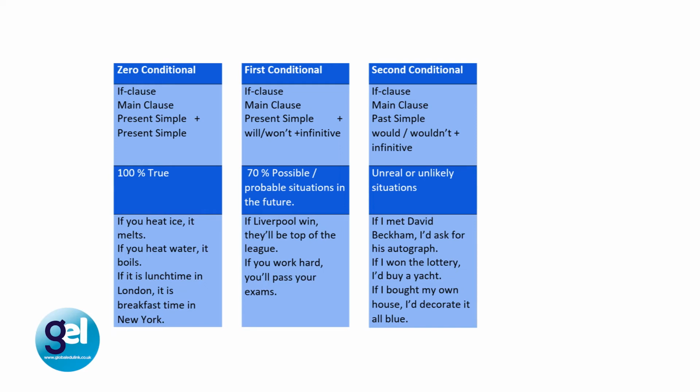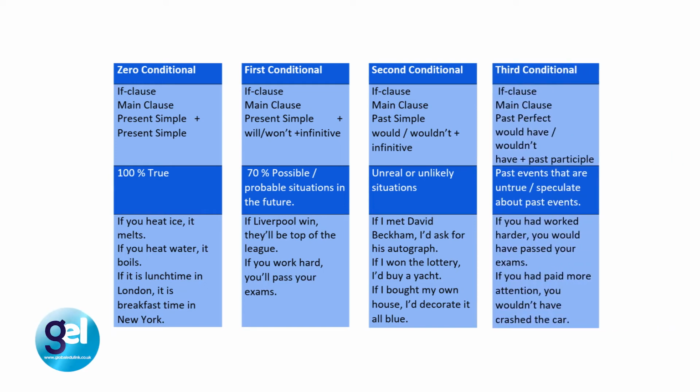And with the third conditional, these are past events that are untrue, and we could use them to speculate about past events. If you had worked harder, you would have passed your exams. If you'd paid more attention, you wouldn't have crashed into the wall. So we've got our if clause plus the past perfect, would or wouldn't have, and our past participle.